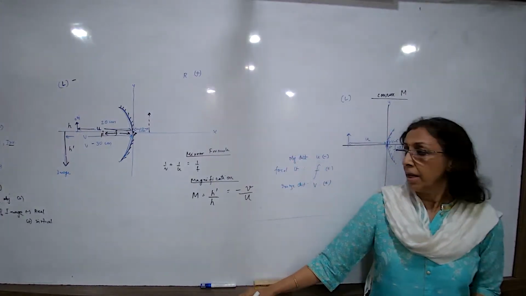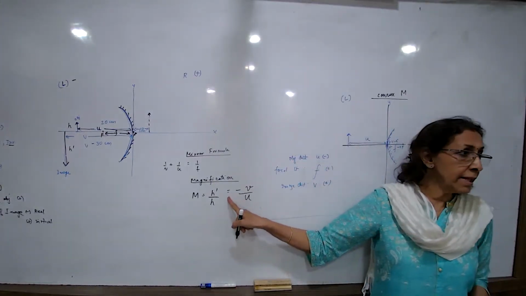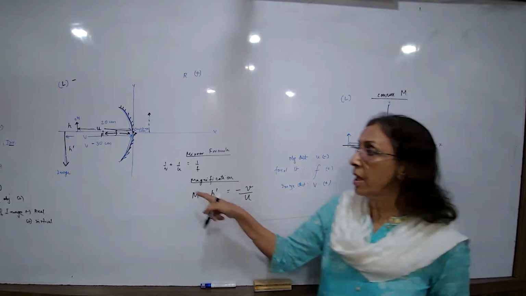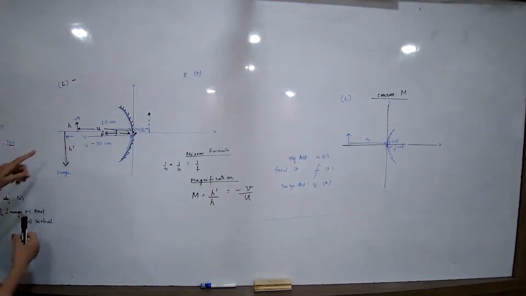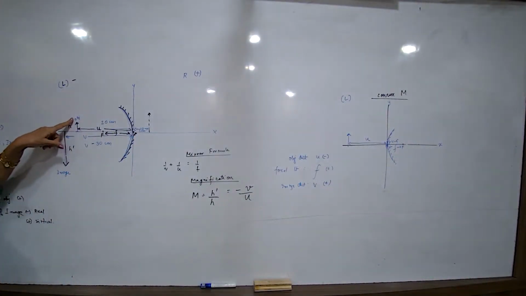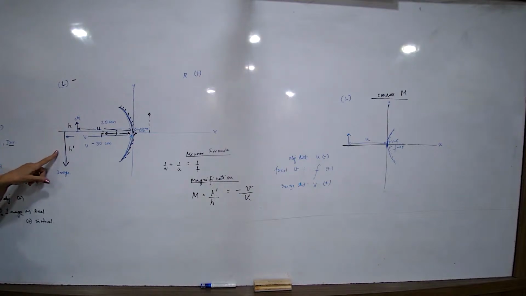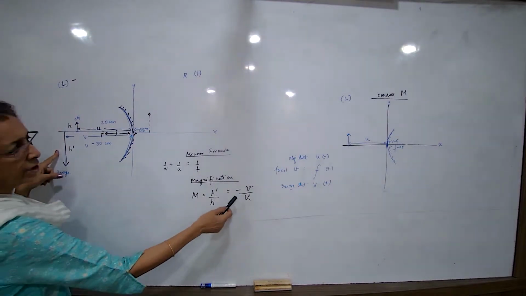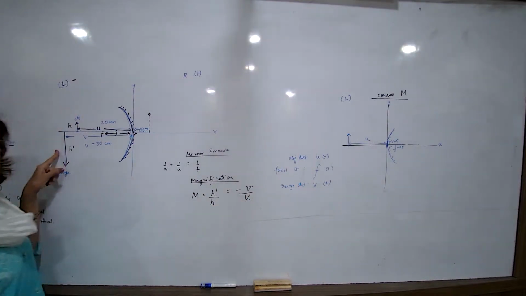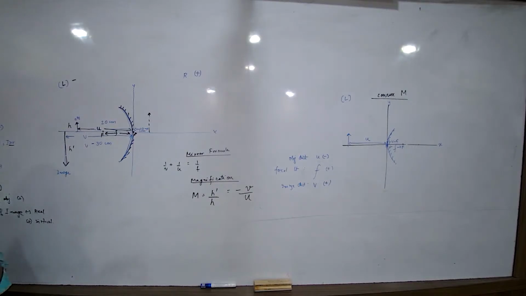Is that okay? Now, if you notice, there's another thing where you can equate. Suppose the height, look at the board once again. If the height of the object and height of the image is given, that can also be equated to negative V by U. What is V? This is an object. Not object, it's image. V is image.